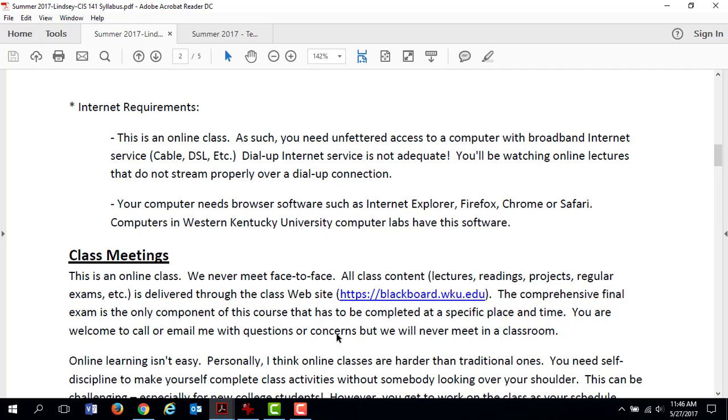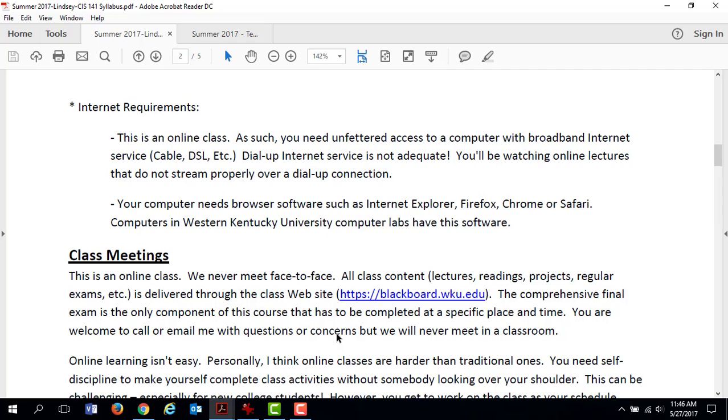Lastly, as far as requirements go, you need to have a broadband internet connection. When I talk about unfettered access to a computer with broadband internet service, what I mean by that is you need to have a computer that anytime, day or night, you can get online and have broadband internet. And broadband is basically something that's faster than dial-up.